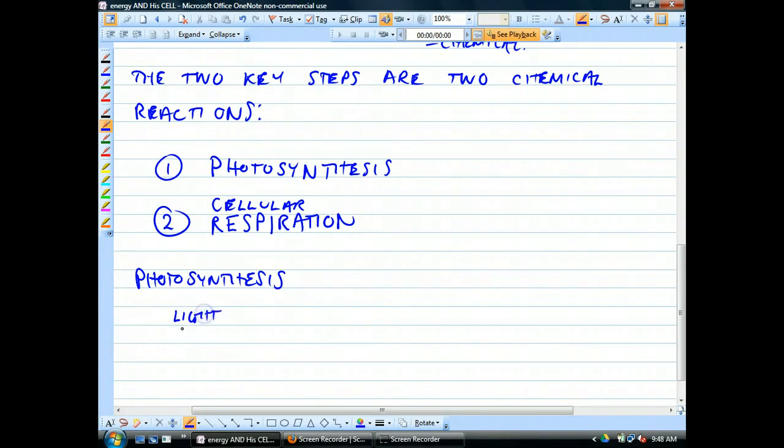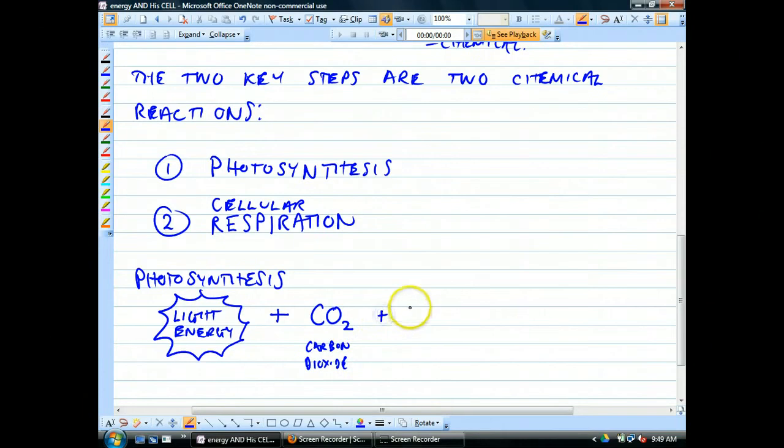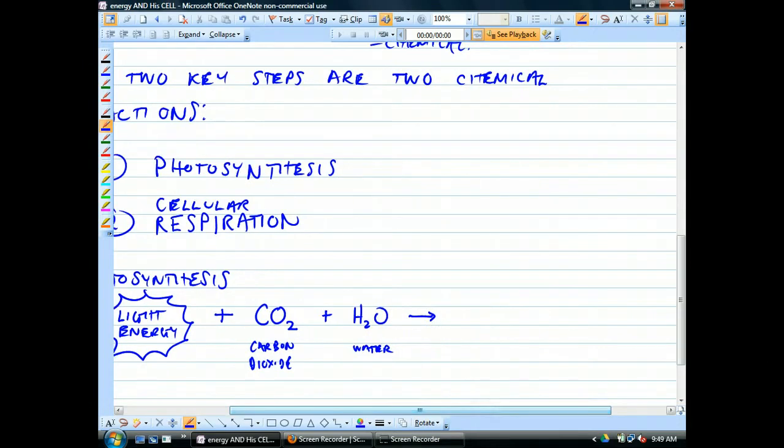Light energy plus carbon dioxide, CO2. That's right, carbon dioxide, plus H2O, which of course is water, makes sugar. The sun's energy plus CO2 plus water makes sugar.